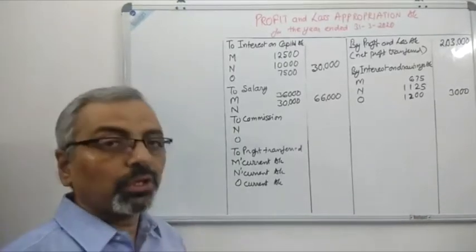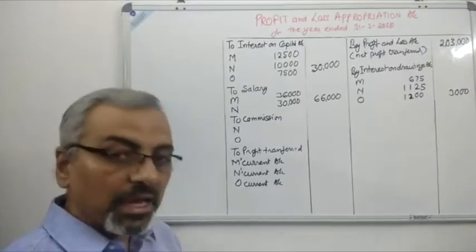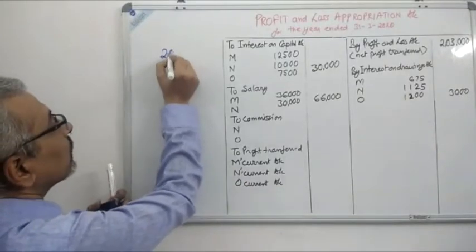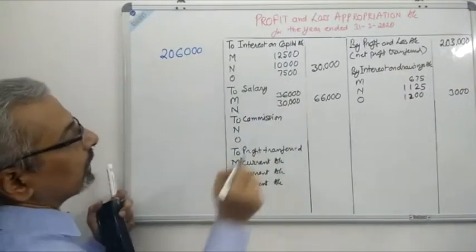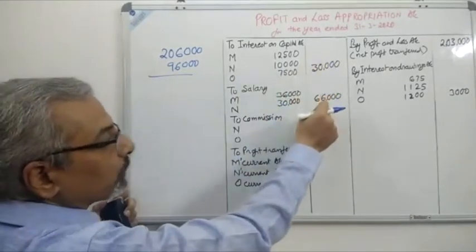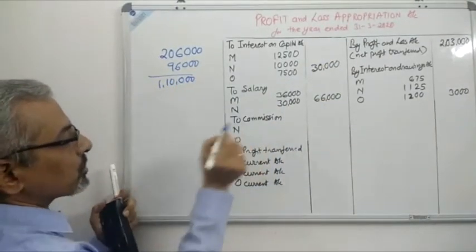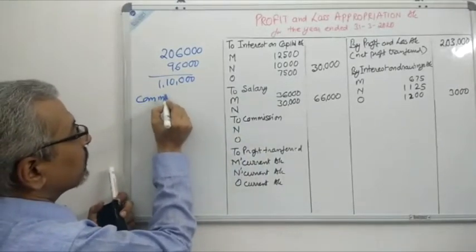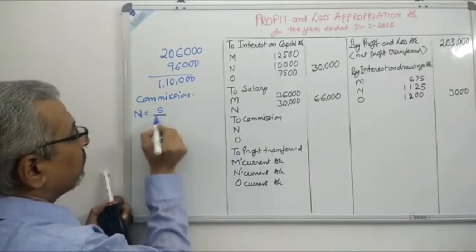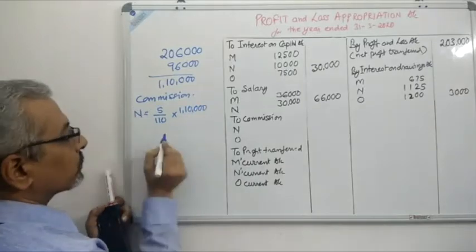So let us see the total over there. You can see we have 2,03,000 plus 3,000, which adds up to 2,06,000. The total in the credit side is 2,06,000. The total in the debit side is 96,000, which is the sum total of 30,000 and 66,000. So we end up getting 1,10,000. So now the commission will be calculated in the following manner: N 5 by 110 into 1,10,000, and that also for O.